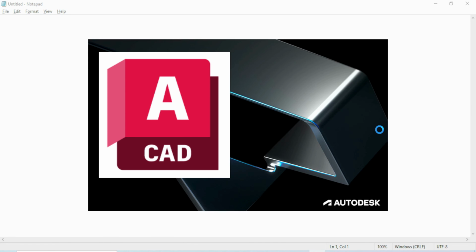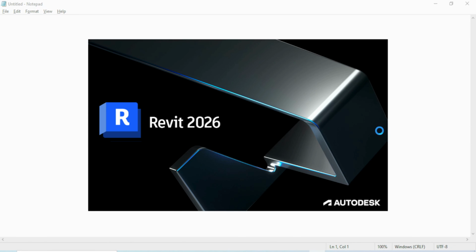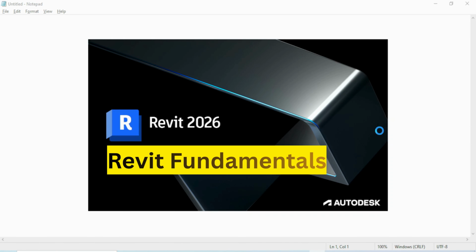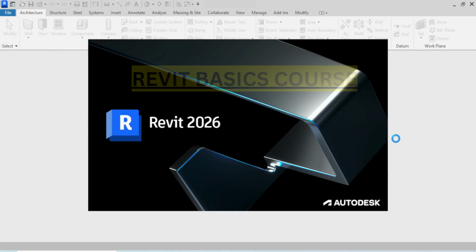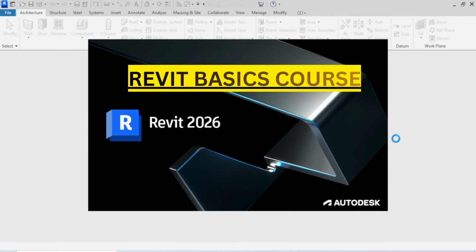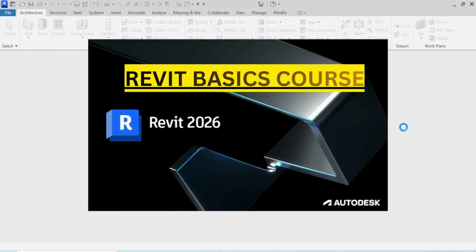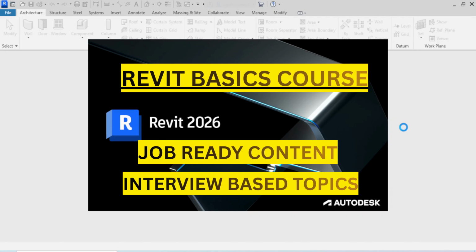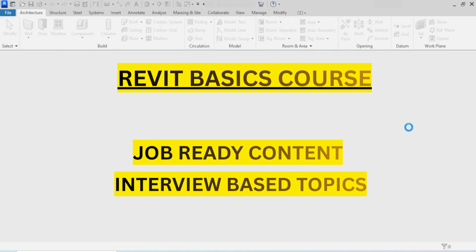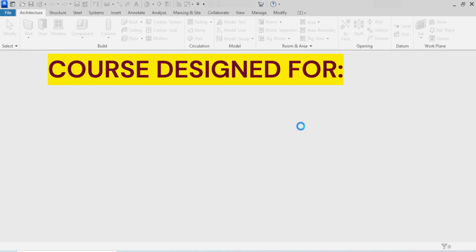Still working in AutoCAD but aiming for a BIM job? You must understand this Revit fundamental first. So welcome to the Revit Basics fundamental course everyone should know. And this course is purely job focused, interview focused, and based on real time project experience. And this course is designed for whom?